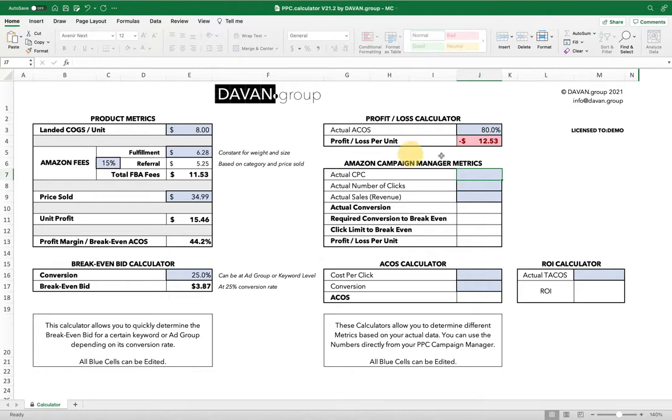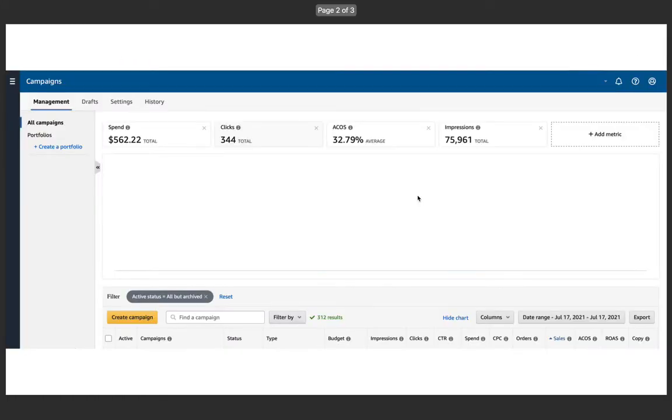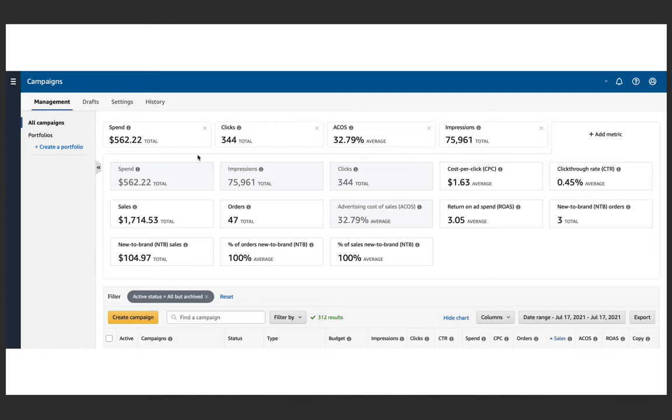Okay, and for this next section here, we're going to take the numbers straight from Campaign Manager. So we'll show you where to get those. What we're going to need to jot down is the cost per click, the number of clicks, and the actual sales or revenue. So let's go find those in Campaign Manager. Okay, so we go to our Campaign Manager here. We have all the metrics up on top. You can always go to Add Metric. If you don't see Add Metric here, just click an X. That'll close it. And then if you click on Add Metric right here, it'll open up another window, and you get all of the metrics that you need.